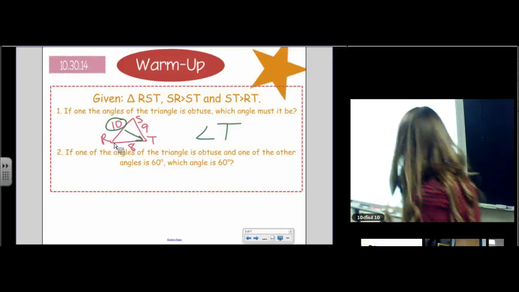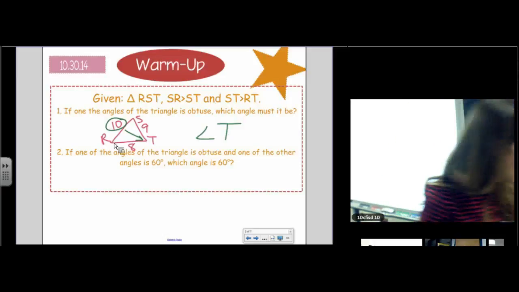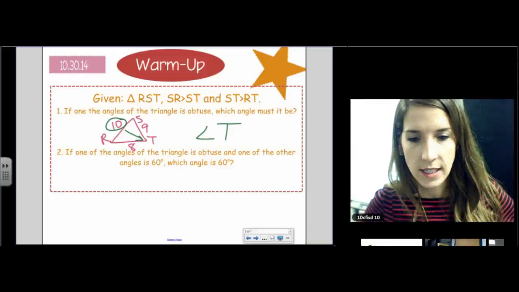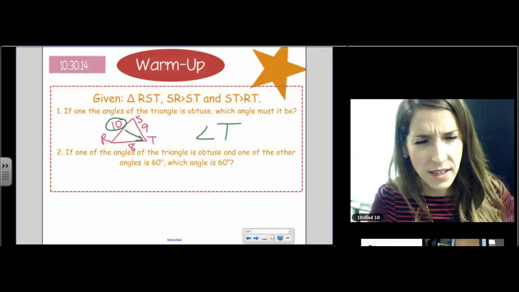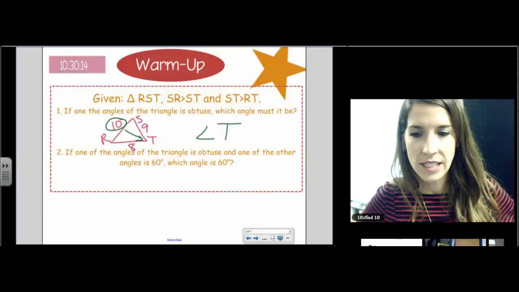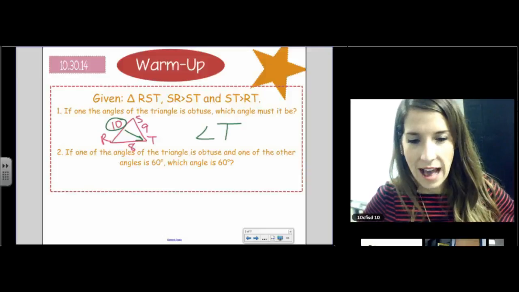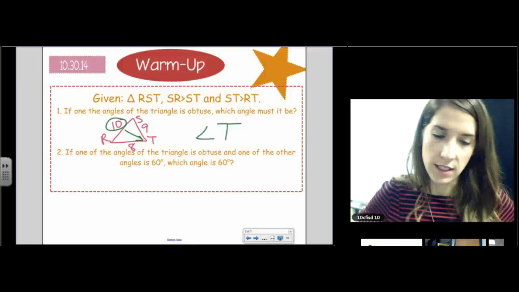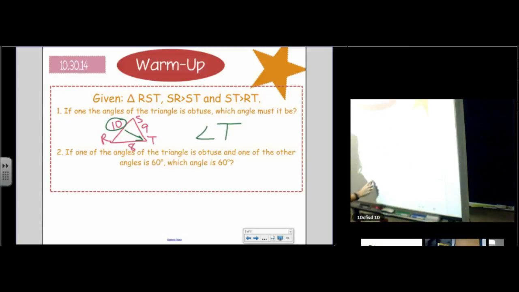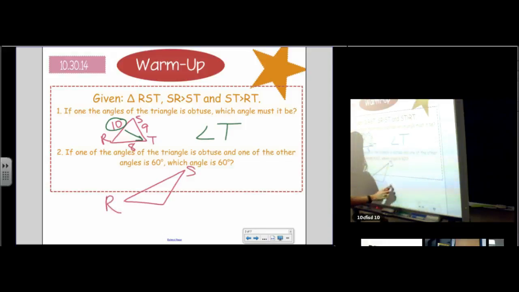The next one says, if one of the angles is obtuse and one of the others is 60, which angle is 60? This one takes a little bit more thought. So if one of them's obtuse and one of them is 60, what would the last angle be? Greater than 60 or less than 60? So we agree that T is obtuse. So I'm going to redraw my triangle, R, S, T, and let's make it obtuse. Let's make it, I don't know, you want to make it 100?